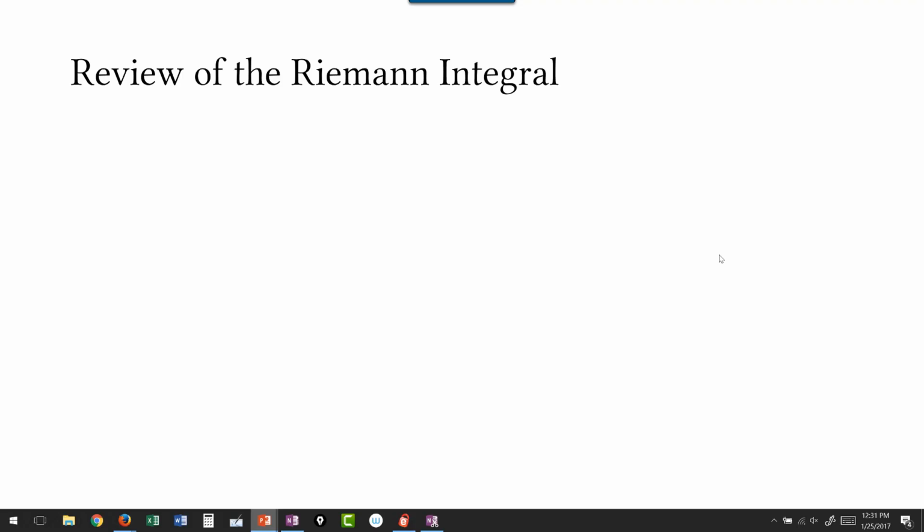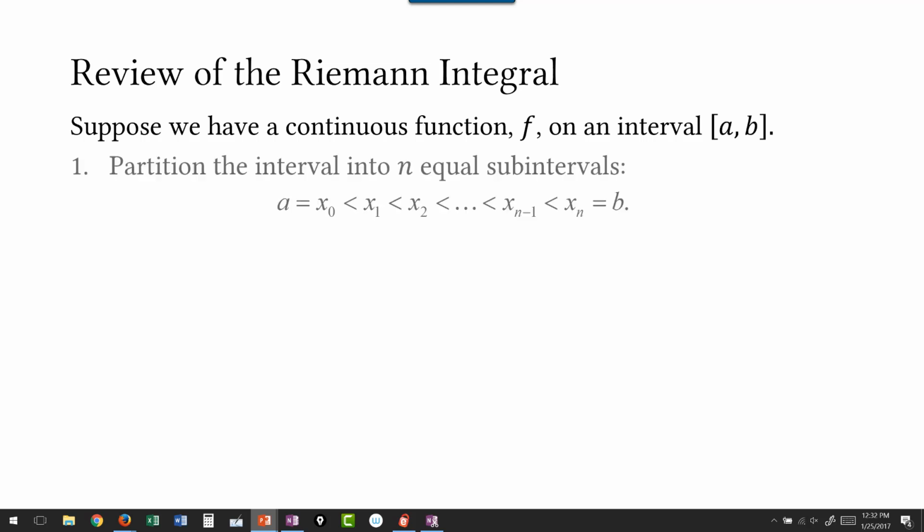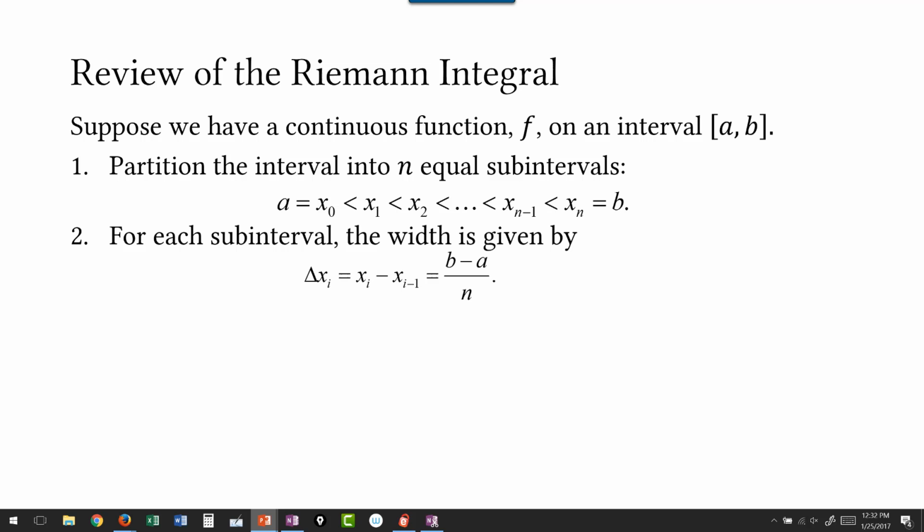So after derivatives near the end of the term, we discussed what's called the Riemann integral. And this is a quick version of that definition. You have a continuous function on some interval a to b. We partition the interval into lots of smaller subintervals. The width of each is what we call delta x_i. If we're using equal subintervals, that ends up being (b minus a) divided by n.